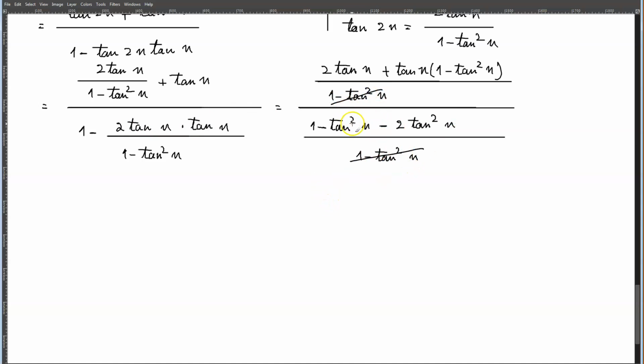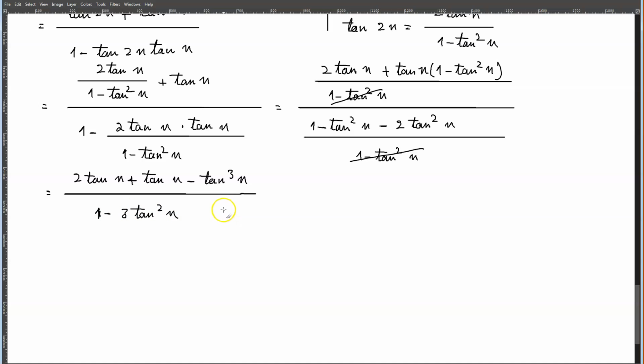So then I can simplify these two, and I can write this as 2 tan x plus tan x minus tan cube x, and then I can write the denominator as 1 minus tan squared x minus 2 tan squared x, which is 1 minus 3 times tan squared x, right? And then 2 tan x plus tan x is equal to 3 tan x minus tan cube x over 1 minus 3 times tan squared x. Which seems to be what we were looking for, right?